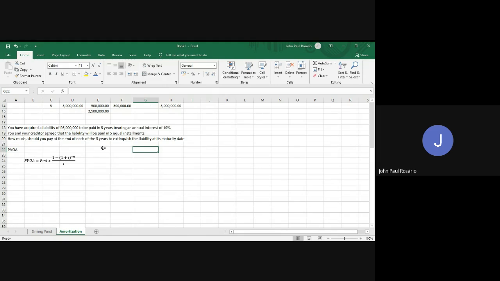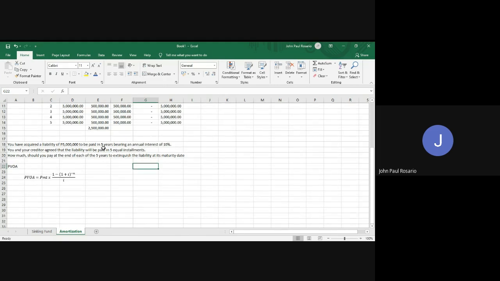Now we know already our present value. We know our present liability, but we don't know how much we should pay annually so that our liability will be extinguished at the end of 5 years. So our unknown is payment. With that, we will transfer this expression to the other side. Since this is multiplication, now it will become division, or it will become a denominator to PVOA. So our next equation would look like this.